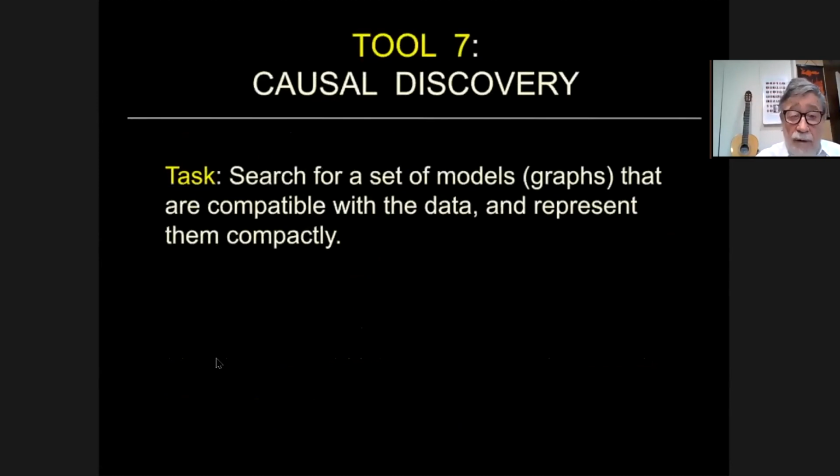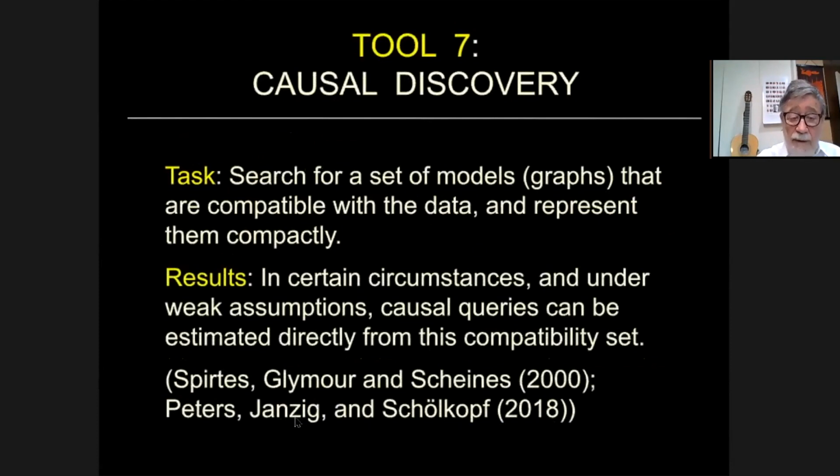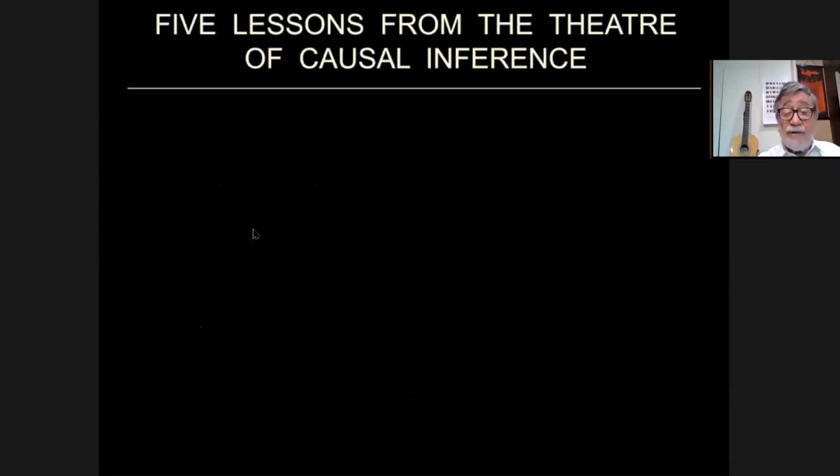I'll go quickly over tool 7 because you can read about it in the literature, and it's been picking up momentum in the past 2 years. And there is a new work now by Bengio on finding out the causal models using invariance. And I just want to summarize it with 5 lessons from the theater of causal inference. I'll go through the 5, and then I'll let you ask questions.